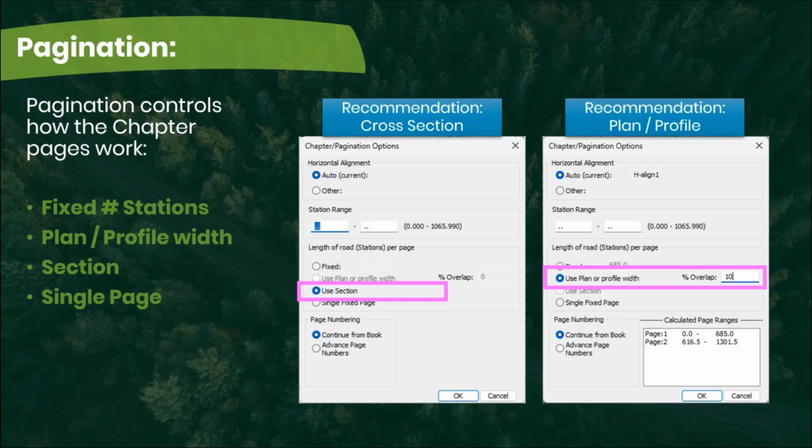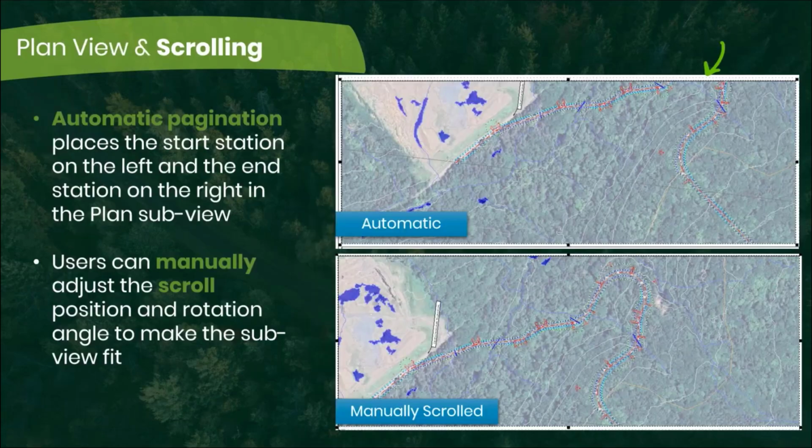And then the last option we have here is something called a single fixed page. If you're putting in a title block, single fixed page is definitely the way to go. It's just going to give you the one page. So that's a little bit on pagination. We're going to take a look at that as we look at the plan profile chapter in a moment. The other concept we're going to take a look at in this next section is the idea of plan view and scrolling.